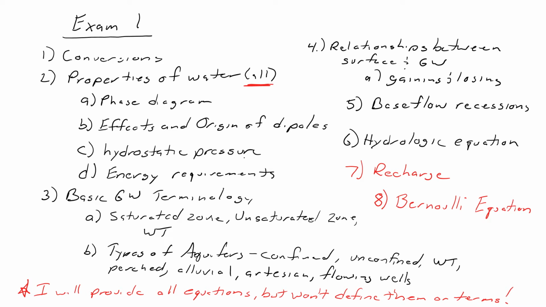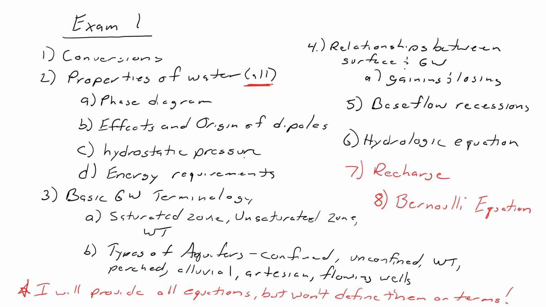We went through basic groundwater terminology: saturated zone, unsaturated zone, water table. Remember, in water table aquifers, the water table generally mimics the Earth's surface. We talked about different types of aquifers: confined, unconfined, water table aquifers, perched aquifers, alluvial aquifers, artesian wells, and flowing wells. So know what those are.